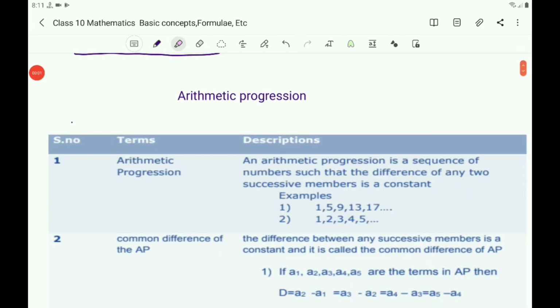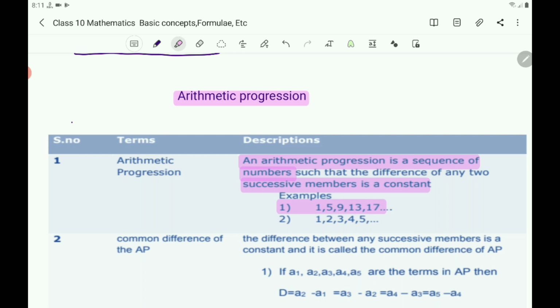Now let us discuss the important formulae, concepts and points in the chapter arithmetic progression. You must know what an arithmetic progression is. An arithmetic progression is a sequence of numbers such that the difference of any two successive numbers is a constant.